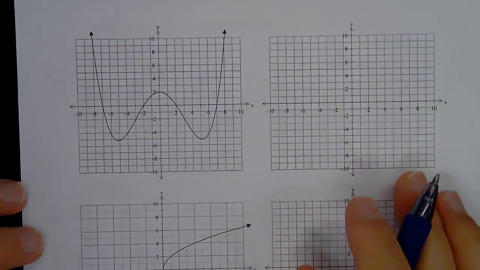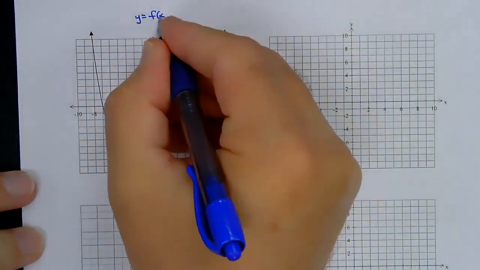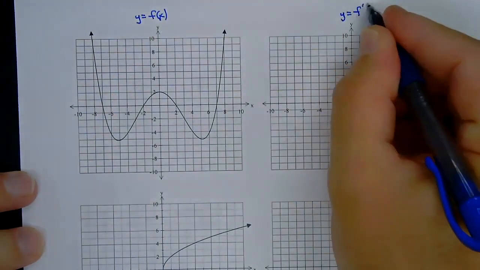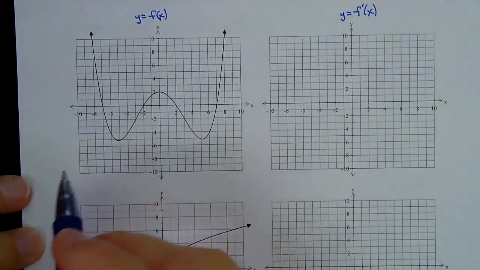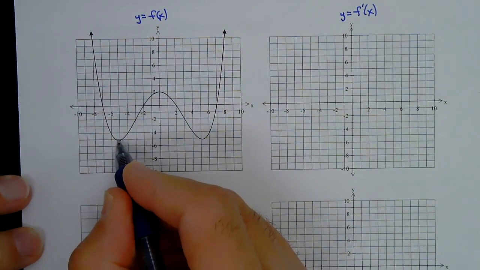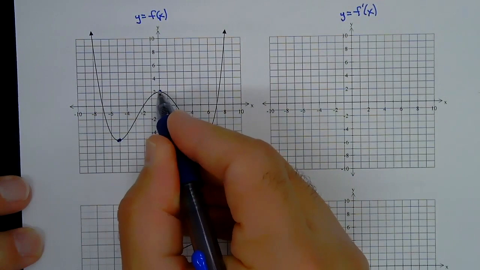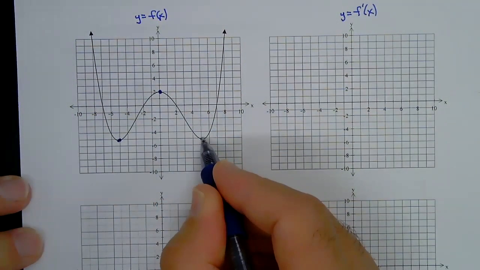All right, so for this one right here, this is the graph of y equals f of x. And we're going to graph y equals f prime of x. One thing I want you to look for is these horizontal tangents. Right here, there appears to be a horizontal tangent. Right here, there appears to be a horizontal tangent. And then again, right about here.